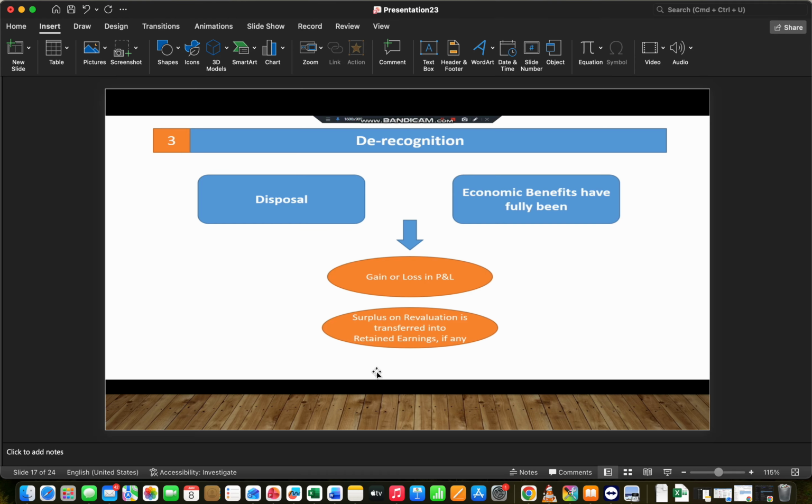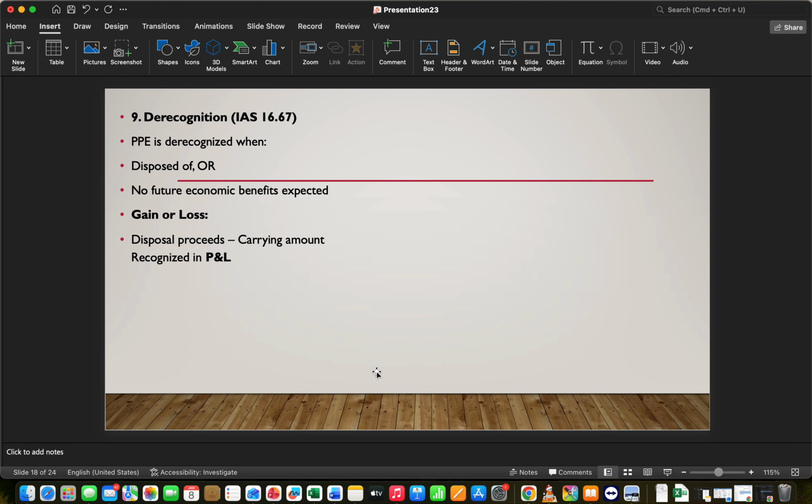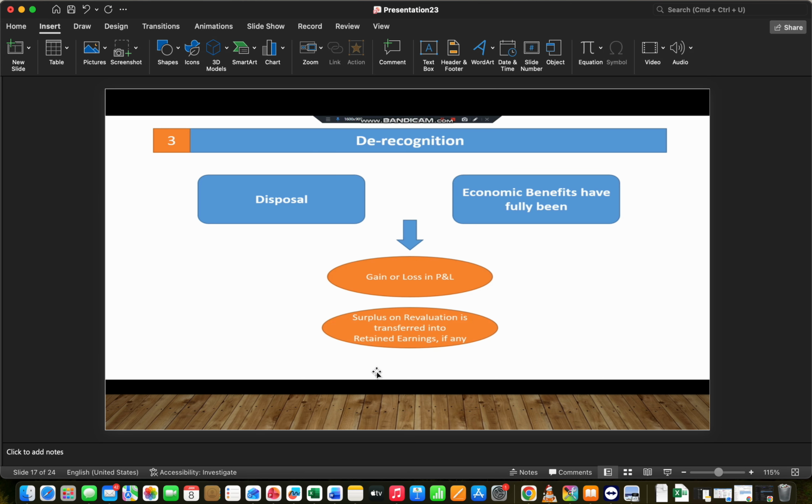Now we have derecognition. We derecognize property, plant and equipment when it is disposed of or no future economic benefits are expected. Any gains or losses will go to profit and loss, and surplus on revaluation is transferred into retained earnings, if any.